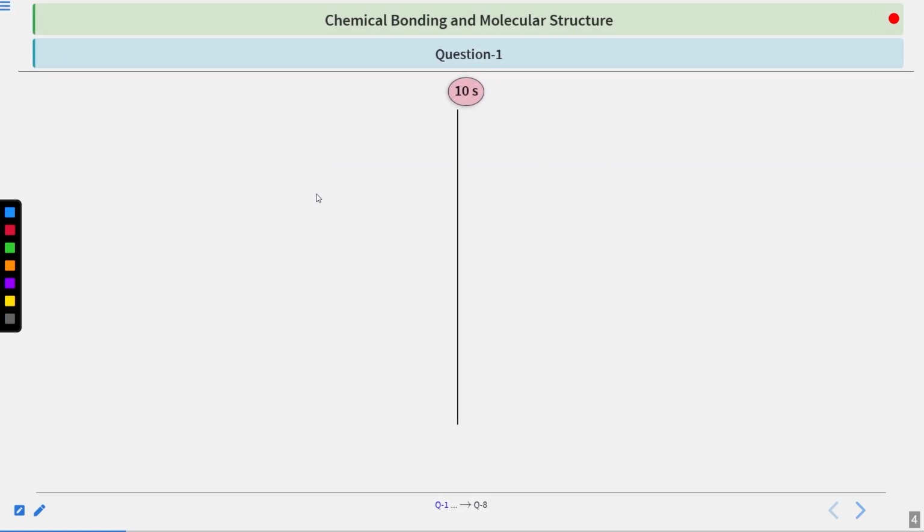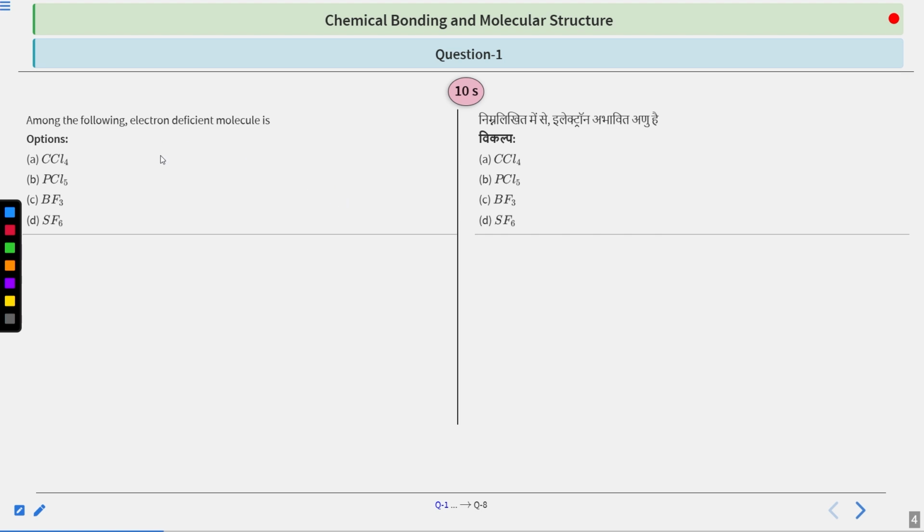Question number 1 says: among the following, the electron deficient molecule is. The options are A, CCl4; B, PCl5; C, BF3; D, SF6. So you have to see which of these given compounds is electron deficient. Your time starts now. So let us see the solution.